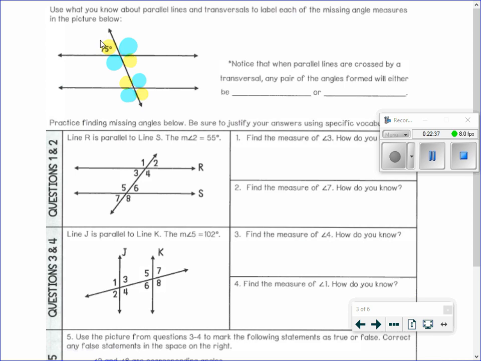So if my yellow is 75, every time there's a yellow, it's going to be 75 degrees. How can I figure out what the blue is? 180 minus 75. Perfect. Because together the blue and yellow make 180. So if I take 180 and I subtract 75, it's going to be 105. So all my blues are going to be 105 degrees.